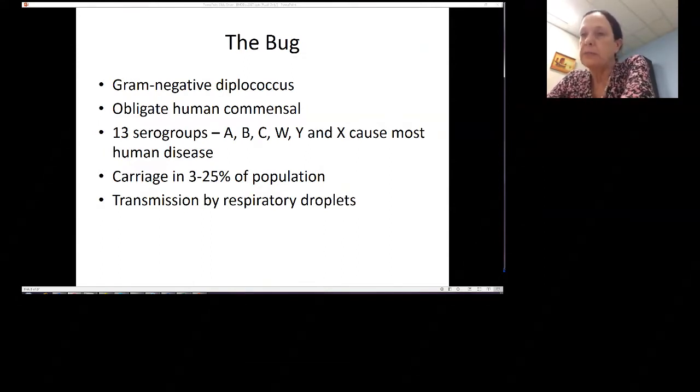So the bug's transmitted by respiratory droplets from person to person, so it does require fairly close and prolonged contact. So usually intimate kissing, sexual partners, or households with frequent interaction. So it's not spread by just sharing drinks, although there is increased transmission for people who share bongs and other drug paraphernalia. Next slide, please.